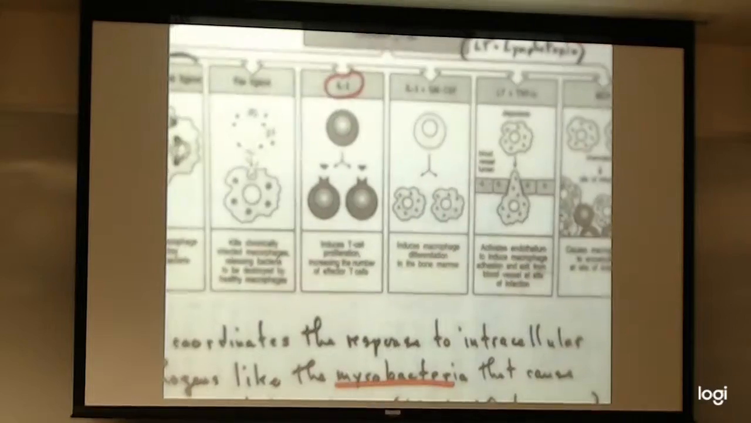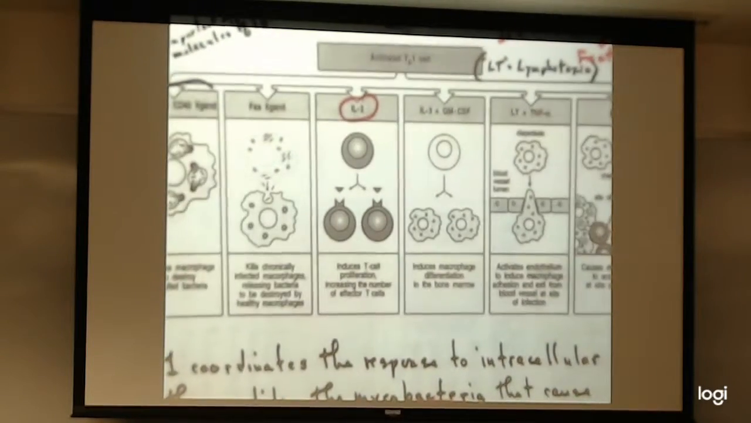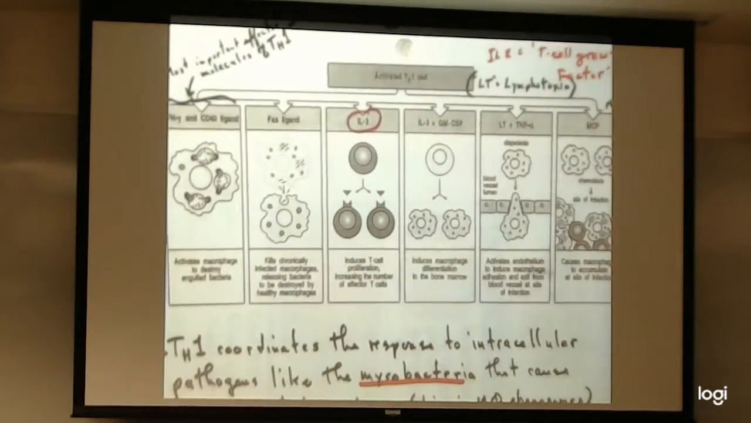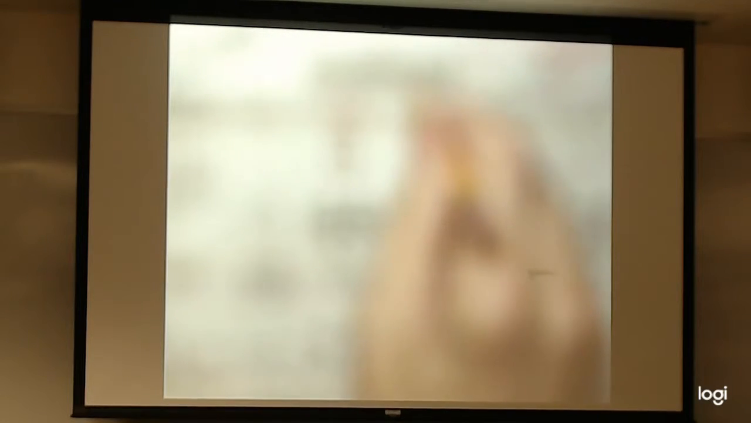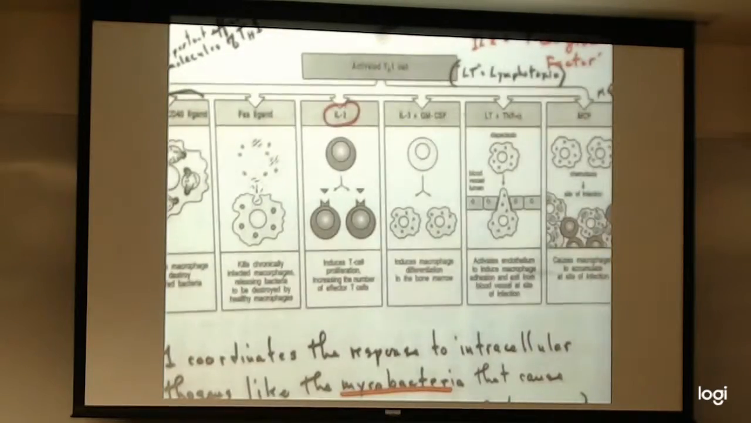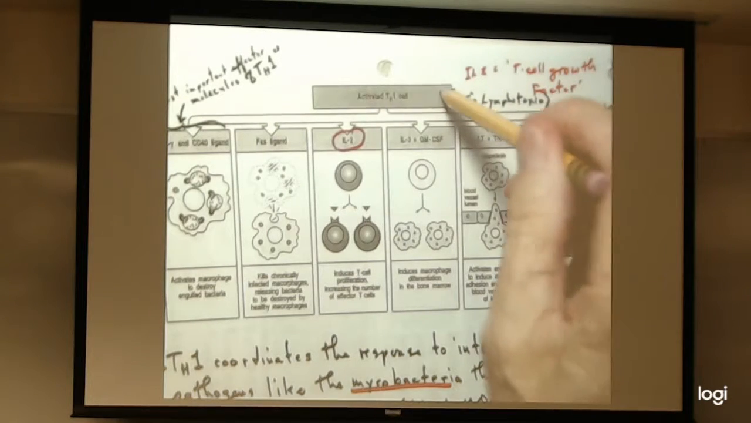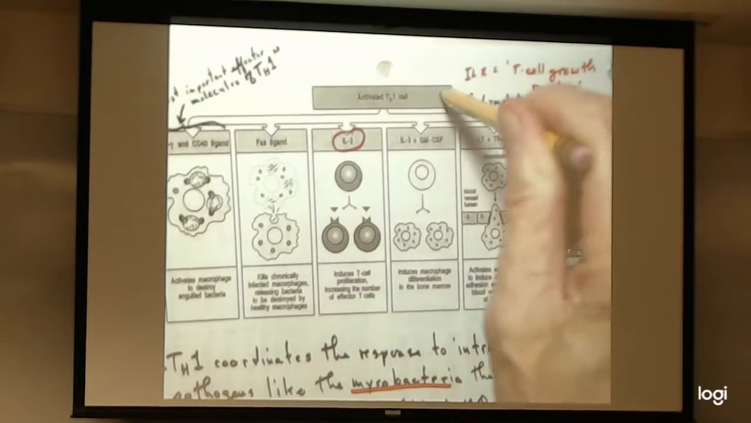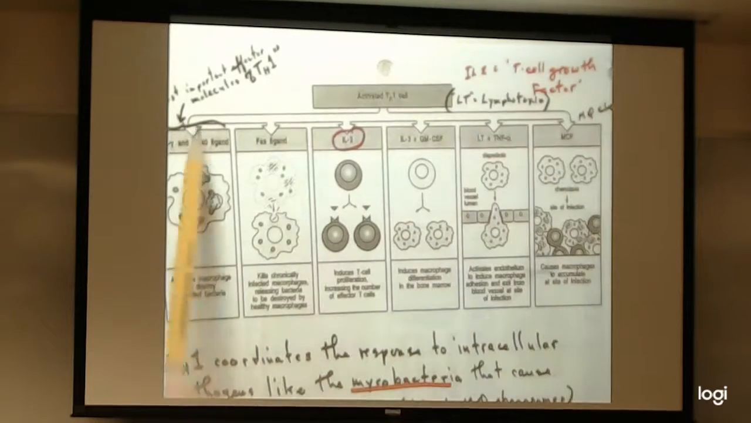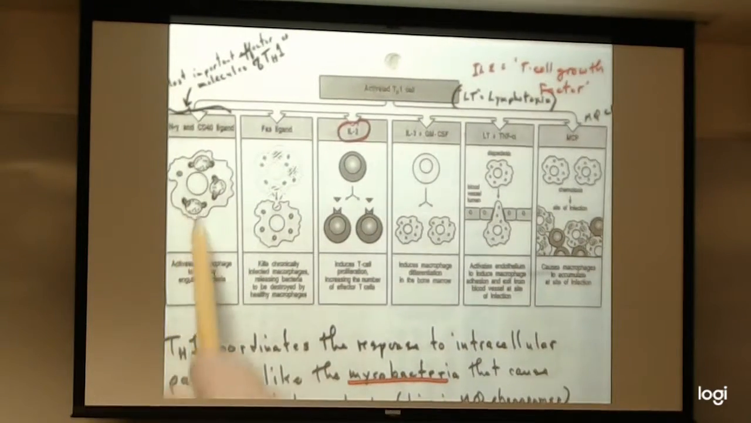Now, here is a list of the various things that T helper 1 cells do. Here's a T helper 1 effector T cell, and it releases interferon gamma and CD40 ligand to make life hot for tuberculosis bacteria.